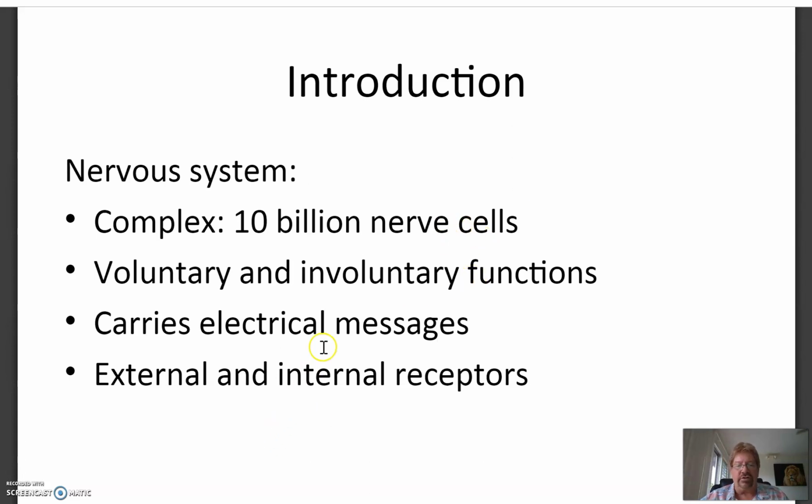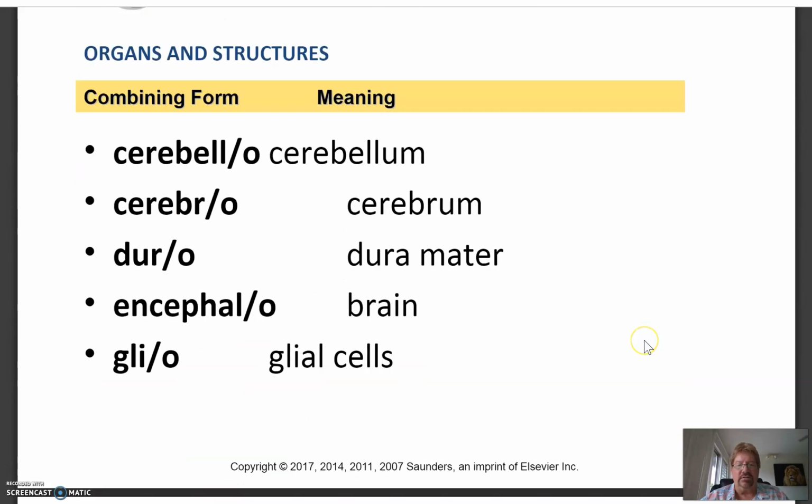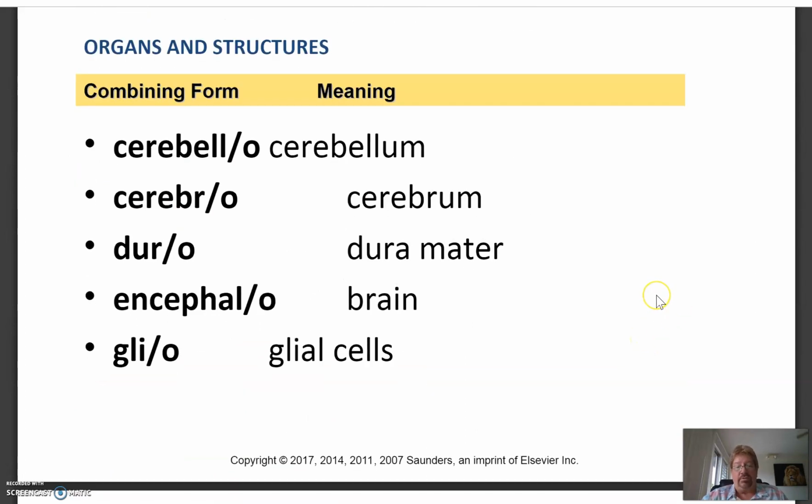Voluntary and involuntary function, carries electrical messages, internal, external receptors. Okay, terminology. Now we're jumping right in here. Guys, don't get this confused. The main portion of the brain, the big part, is called the cerebro. There is a smaller portion in the back of the brain called the cerebellum. It controls balance and some other things. It's easy to confuse these.